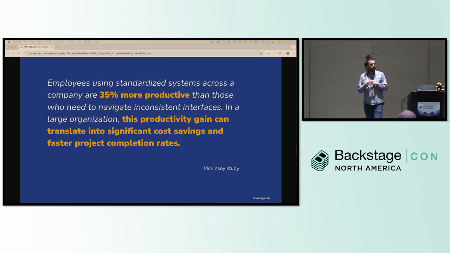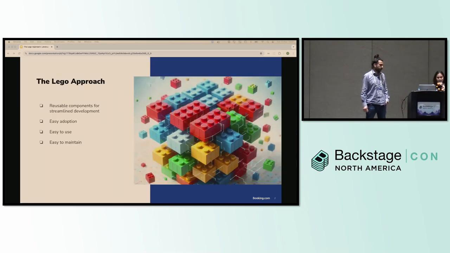Now, this is not just about developers, but all the engineers who need access to information. There have been a lot of studies which talk about how important it is to have uniform systems within the organization. This one is from McKinsey, and it says that employees using standardized systems are 35% more productive, and in case of larger organizations, this can also translate into significant cost savings and faster project completion rates.